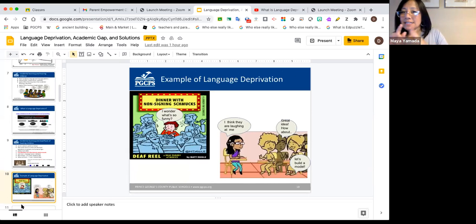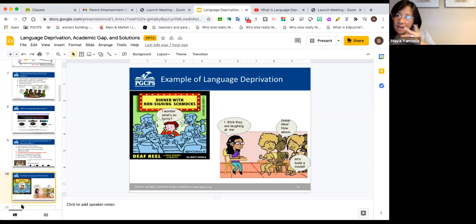Oh, I realized I skipped. So here's an example of language deprivation, the perfect example, dinner time. I don't know if you notice, maybe your child sits at the dinner and then all of a sudden your child gets up and leaves the room or is on their phone or does their own thing while everyone else is chatting and laughing and telling stories. That's a perfect example of where language deprivation happens.